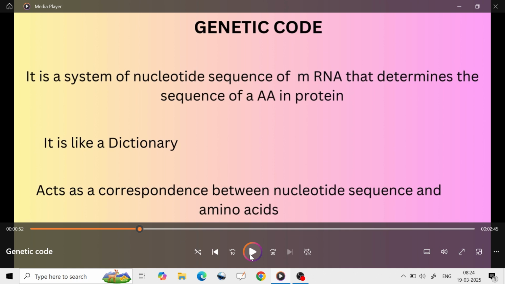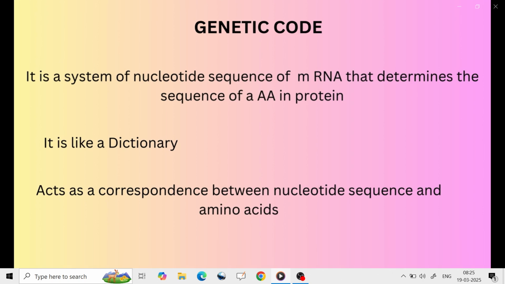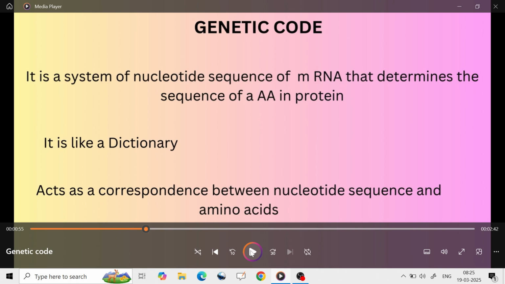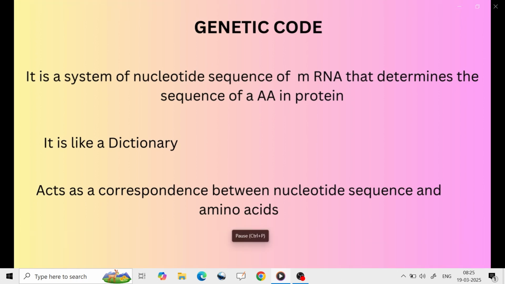You have a bunch of genetic codons in your cell through which the amino acid sequence or the translation process happens. So genetic code is a system of nucleotide sequence of mRNA that determines the sequence of the amino acids in the proteins. It is like a dictionary. It acts as a correspondence between the nucleotide sequence and the amino acids. Hope you got what is genetic code.